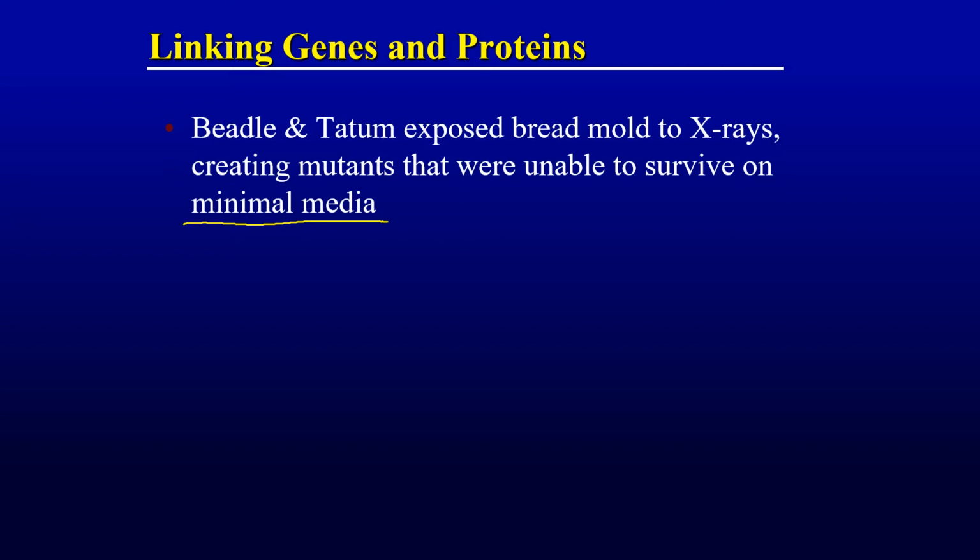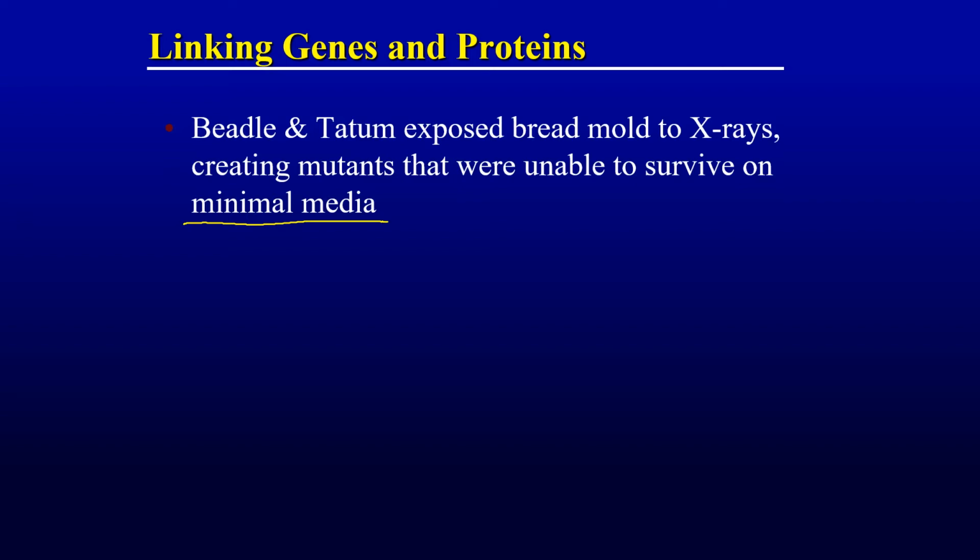In particular, it can use those minimal nutrients in that minimal media, which again is just inorganic salts and glucose and the vitamin biotin, to produce all 20 of the amino acids that it needs to grow. All right, that's quite remarkable.